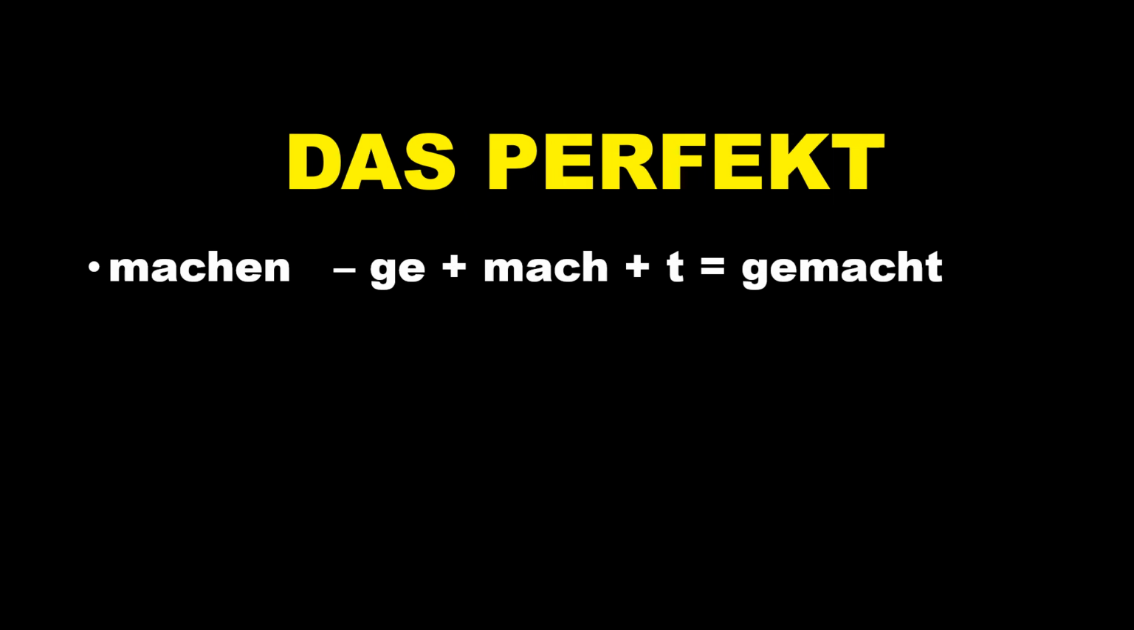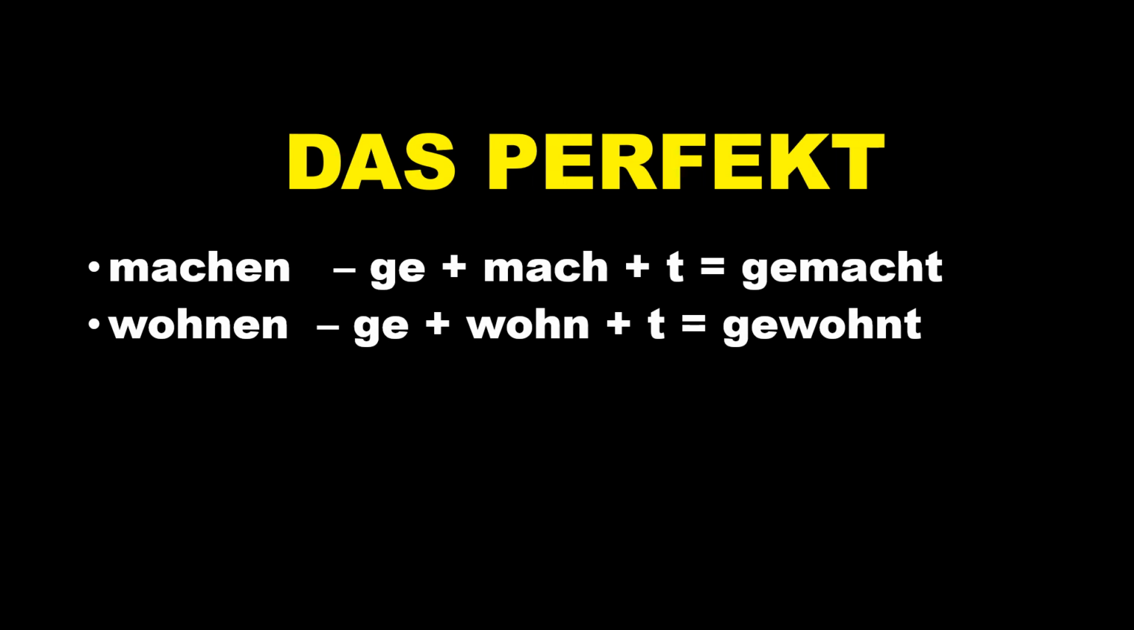Some more verbs. Let's take machen. Machen, ge plus mach. Now you can see when we remove en, what form we'll get? We'll get the Stamm. Stamm is mach. So ge plus mach plus t. So we'll get the Partizip II, gemacht. So the Partizip II form of machen is gemacht. Let's take one more verb, wohnen. Wohnen, to live. Again when we remove en, we'll get the Stamm form, that is wohn. So how to frame the Partizip II? Ge plus wohn plus t. So the Partizip II form will be gewohnt. Very simple to understand and follow.